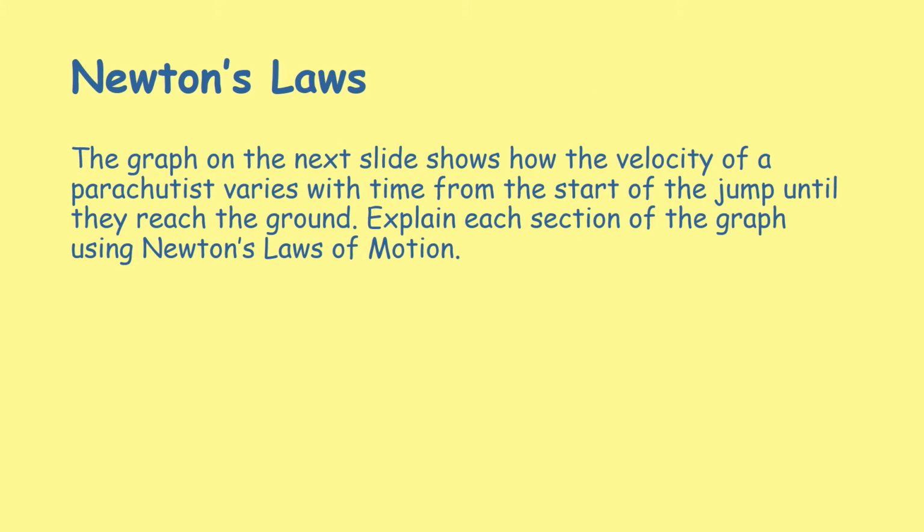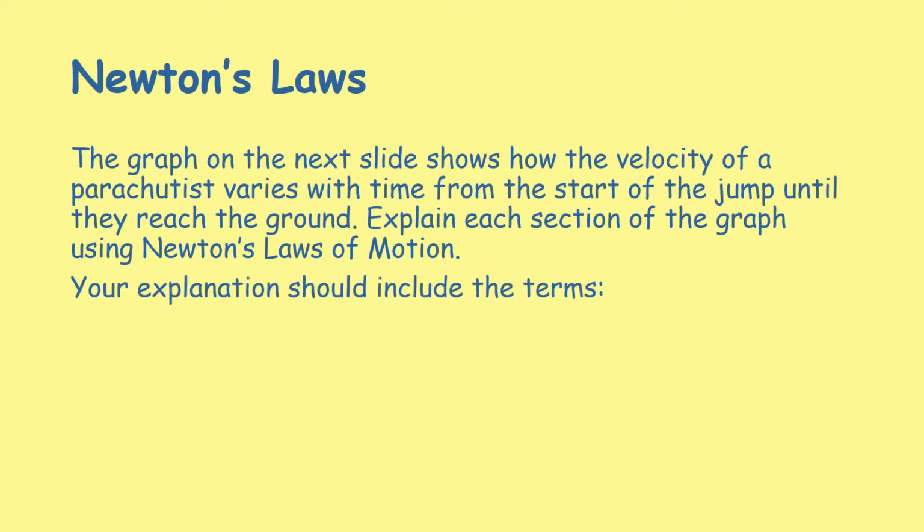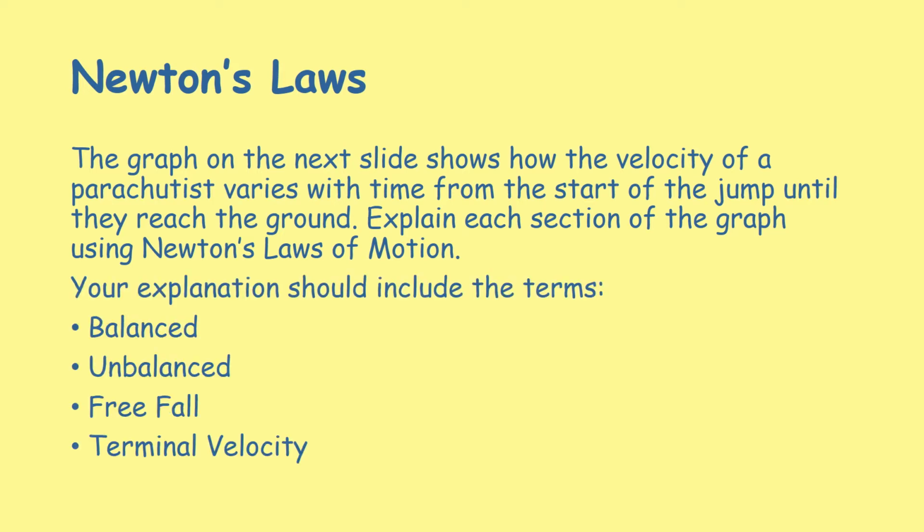The graph on the next slide shows how the velocity of a parachutist varies with time from the start of the jump until they reach the ground. Explain each section of the graph using Newton's laws of motion. Your explanation should include the terms balanced, unbalanced, free fall, and terminal velocity.